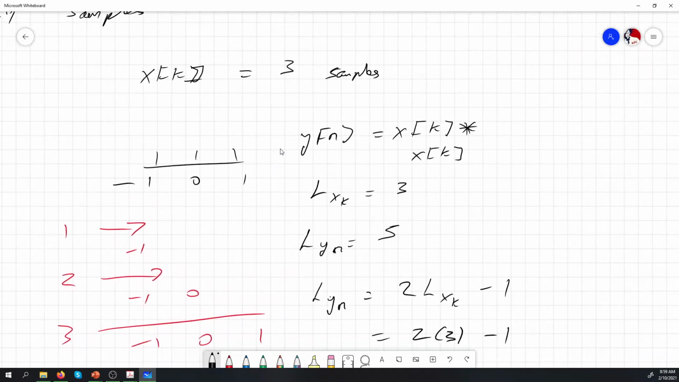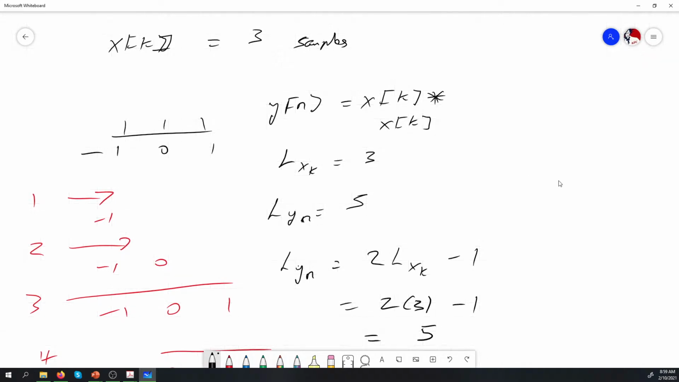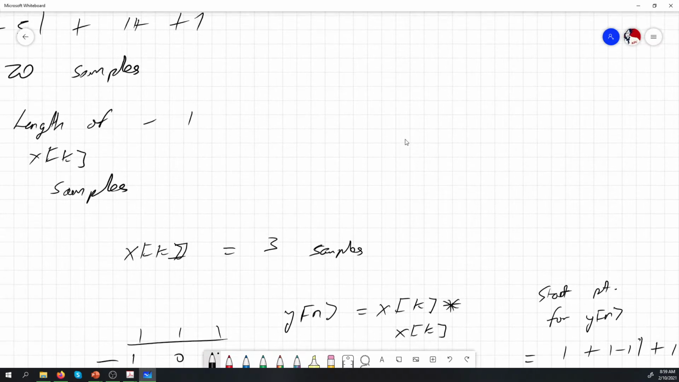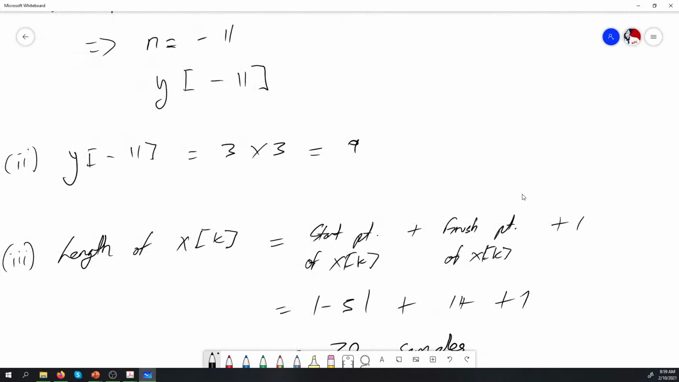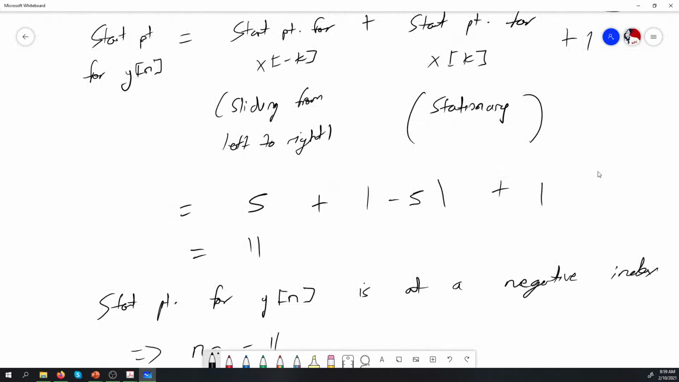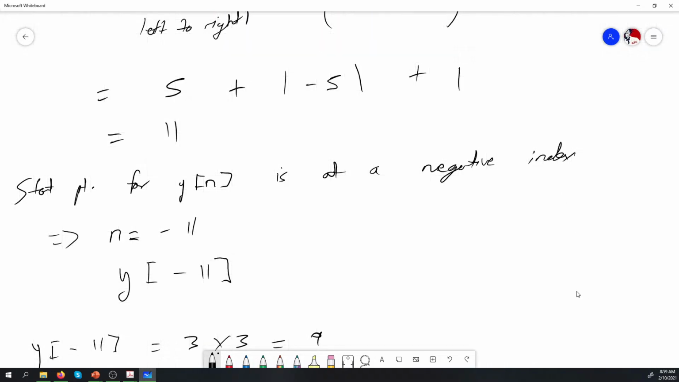So for our example here, the start point for y of n will be equal to 1 plus minus 1 plus 1. Just check this back to make sure the equation was correct on top. Yep, that's correct.